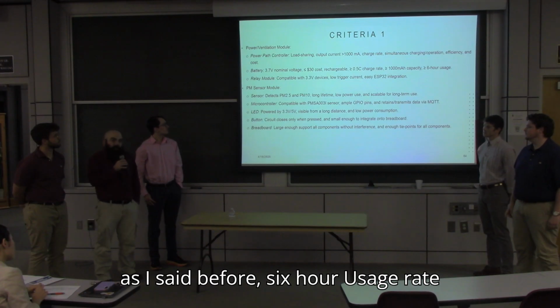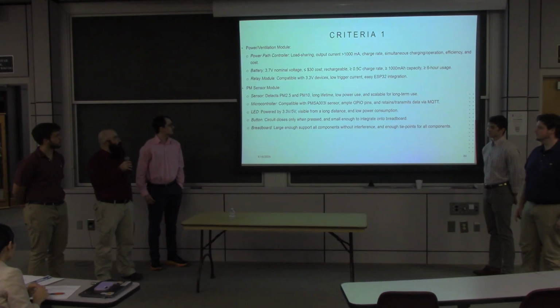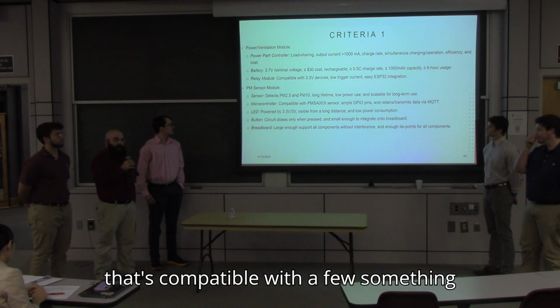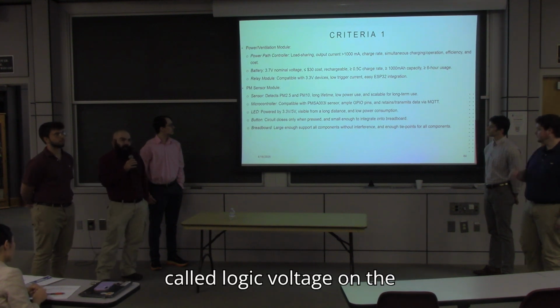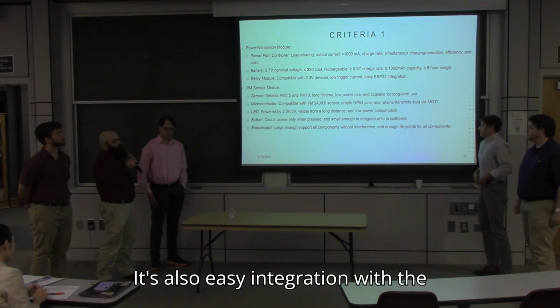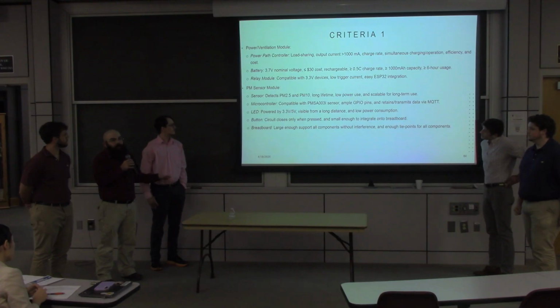And as I said before, a 6-hour usage rate was my target, and I calculated it out in the design report. For the relay module, I need something that's compatible with a 3.3 volt logic voltage on the microcontroller. Easy integration with the ESP32 was another aspect I said before.